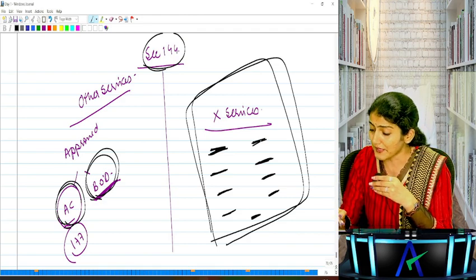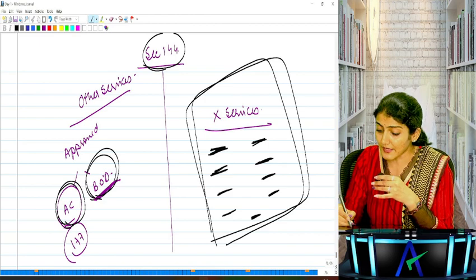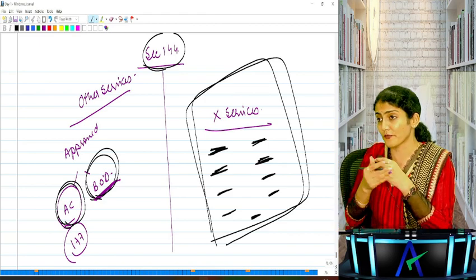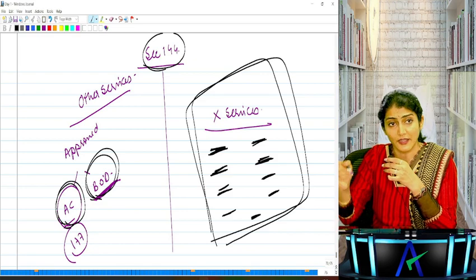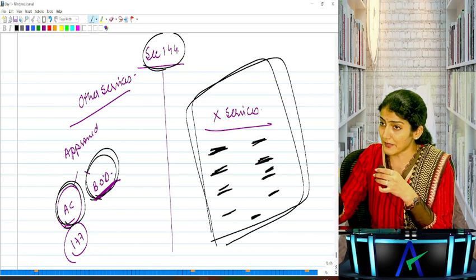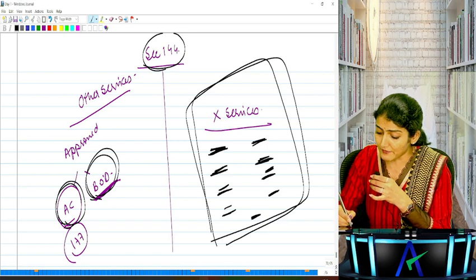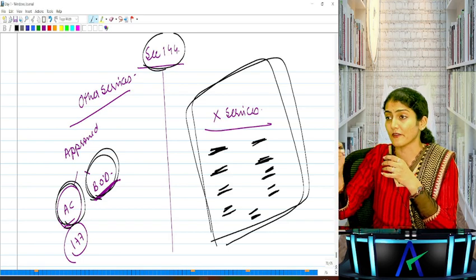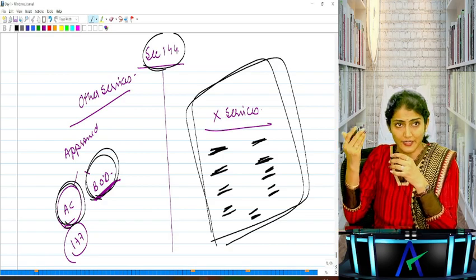Accounting and bookkeeping, internal audit, design and implementation of the financial information system, outsourced financial services, then investment advisory services, investment banking services, management services, actuarial services, and any other kind of services as may be prescribed. Are you getting that? Right.